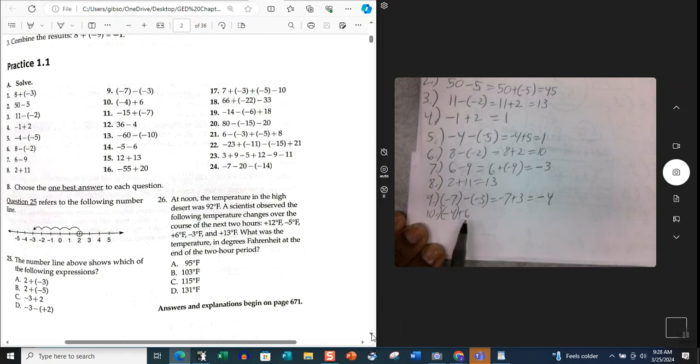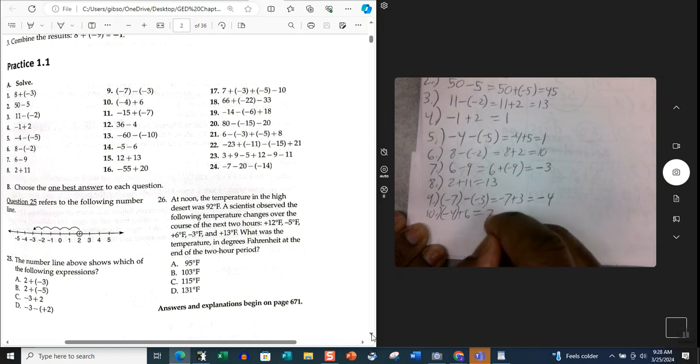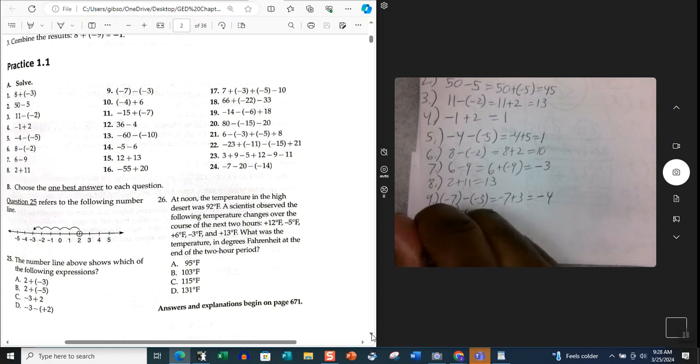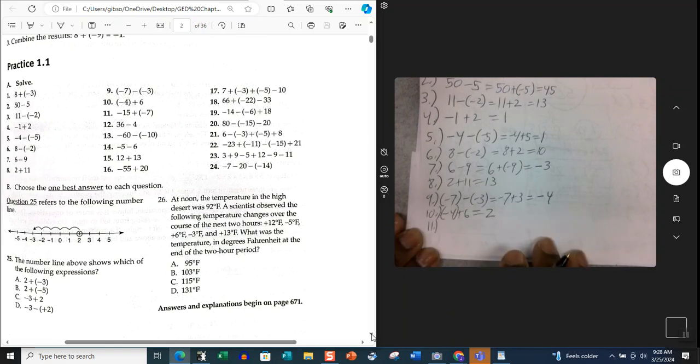Now, we look here, 6 is the higher number, and the answer is positive. The sign is positive, so we know our final answer would be positive. So we take 6 minus 4, which is 2. So now we come to problem number 11.